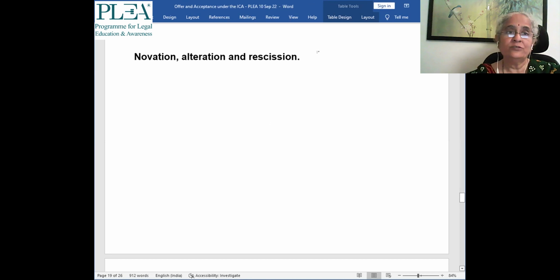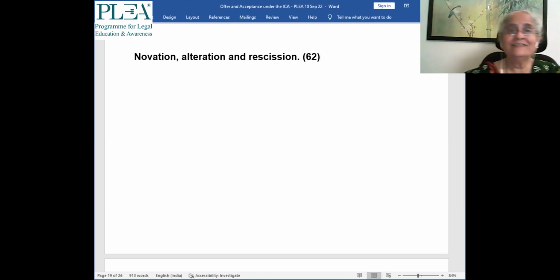This is section 62. And what analysis is adopted? Of course, novation can happen by a formal document that our earlier contract is cancelled and this is the new contract. But when this is not done, the question whether there's a new contract or not, we apply the same proposal acceptance analysis for the new contract or for the altered terms.